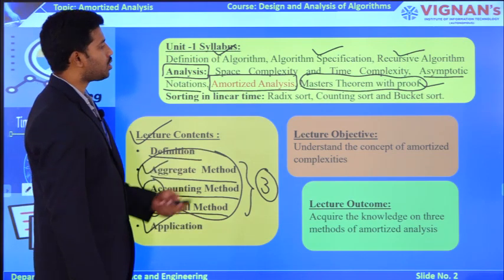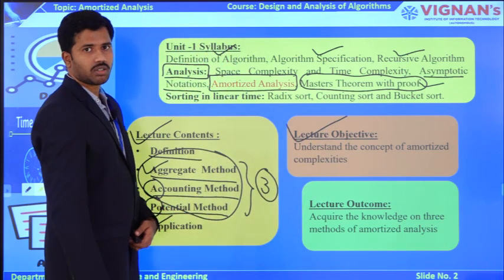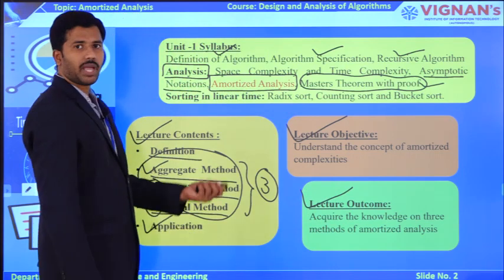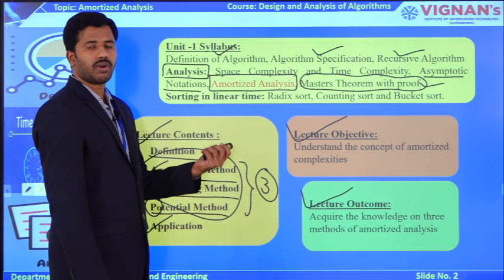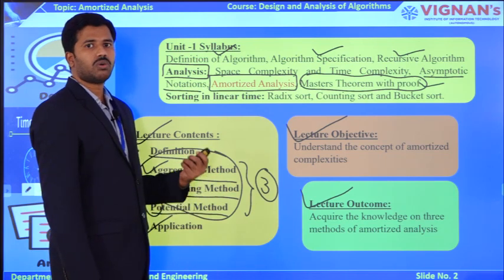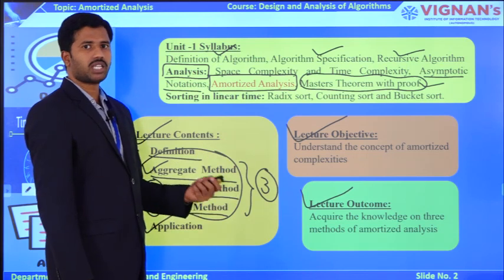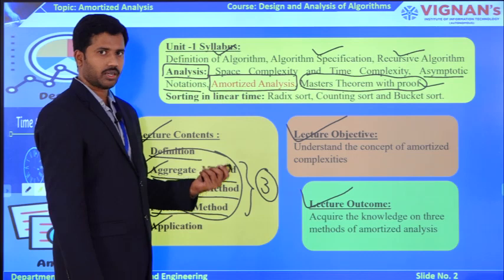The main objective of this lecture is to understand the concept of amortized complexity, and the main outcome is that you acquire knowledge of these amortized methods, so that you get an idea of how amortized analysis works as well as its importance.